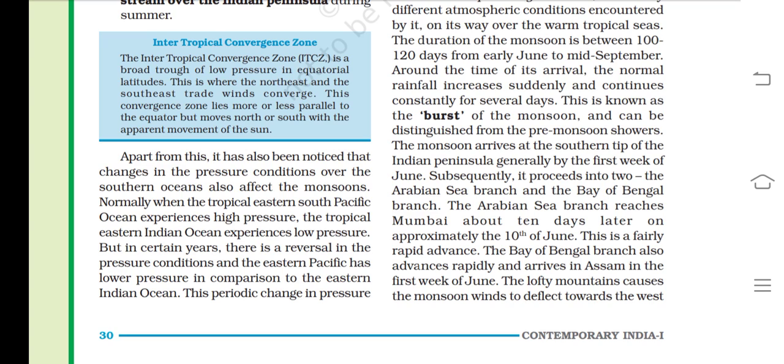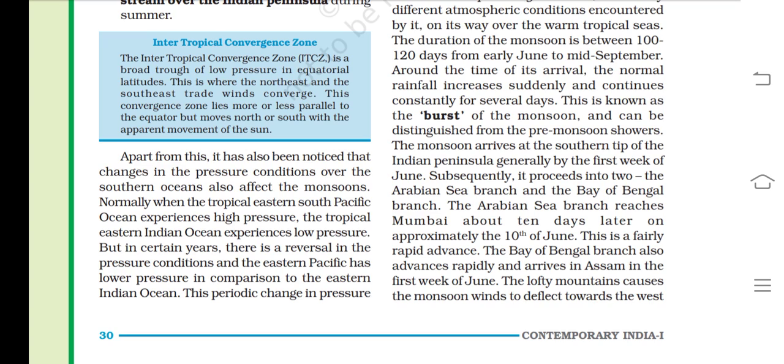If the monsoon starts, it is divided into two sectors. First of all, it arrives in the southernmost tip of the Indian peninsula. Then it is divided into two branches, that is Bay of Bengal and Arabian Sea. And whenever you are talking about the Arabian Sea, it first reaches Bombay, and the timing of this is 10 days later, that is the 10th of June. This is a fairly rapid advance.